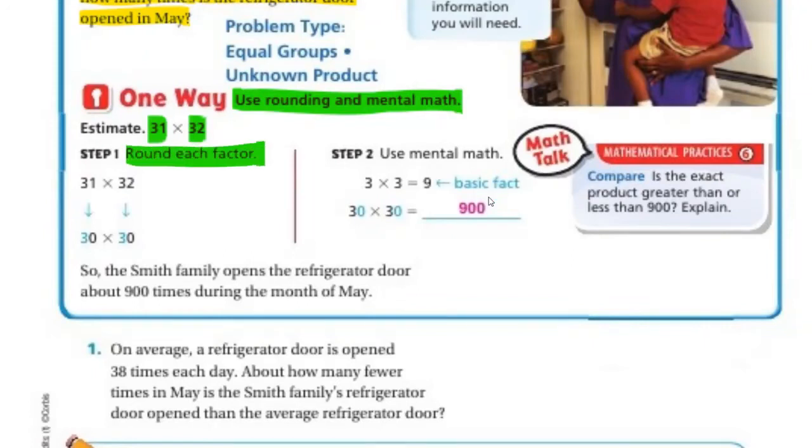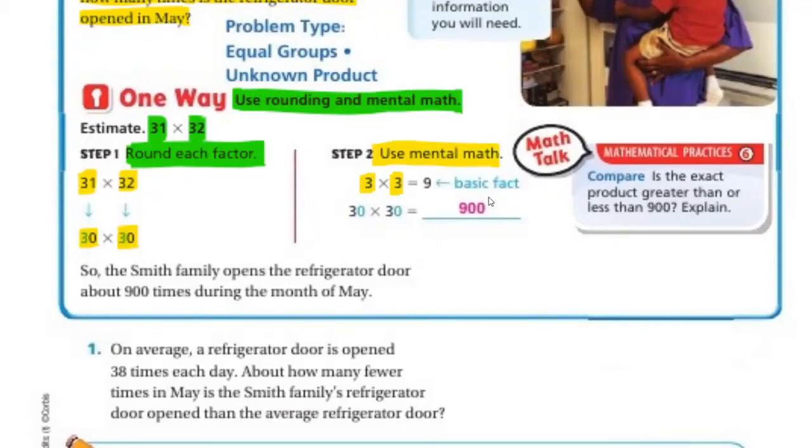Okay, let's round each factor here. 32, as we said before, 1 is a weak number, right? So it doesn't do anything, just put it as 0 and put the 3 as the same. And 32, 2 is a weak number also, so put the 2 as 0 and the 3 as the same, like you see here. So it will be 30 multiplied by 30. And let's use mental math here.